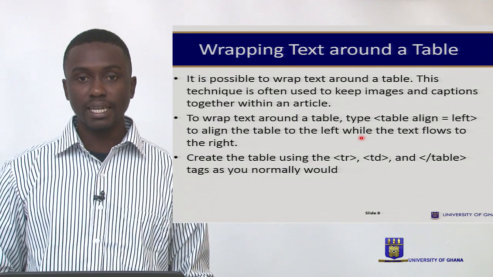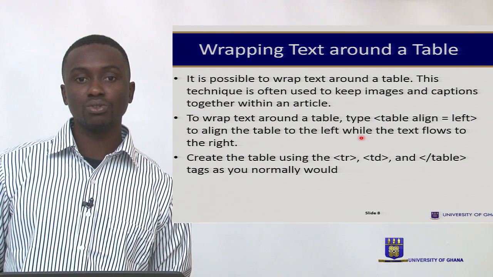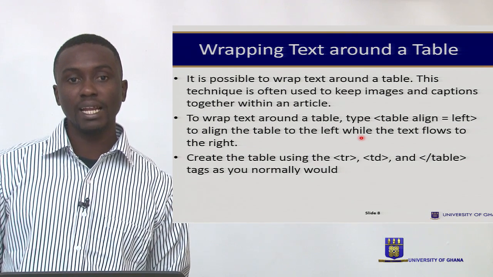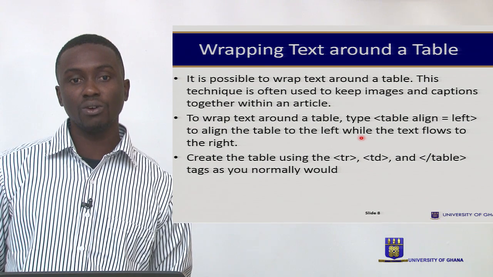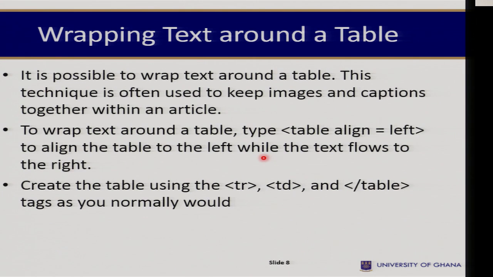You can also wrap some text around the table. It's possible to wrap text around the table. So to wrap text around the table, you align left, first of all, and then to the left, the text flows from left to right. Now you can also create the table using TR and TD and table as tags as you normally would do.